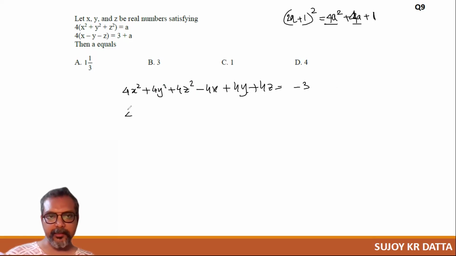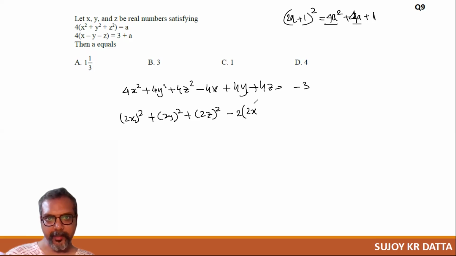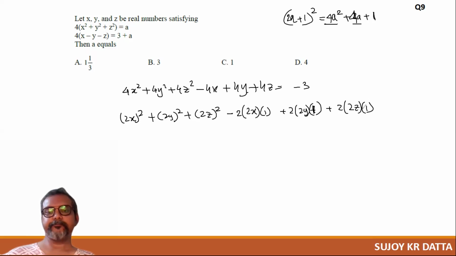Now continuing the same method, 4x squared is basically 2x whole squared, 2y whole squared, 2z whole squared, minus 2 times 2x times 1 plus 2 times 2y times 1 plus 2 times 2z times 1. And to complete the square, I need plus 1, plus 1, plus 1. So minus 3 plus 3.